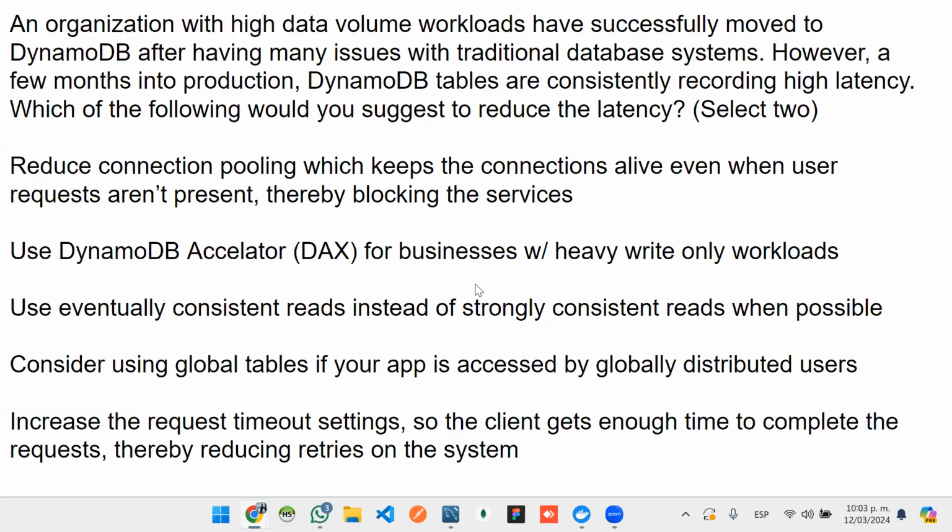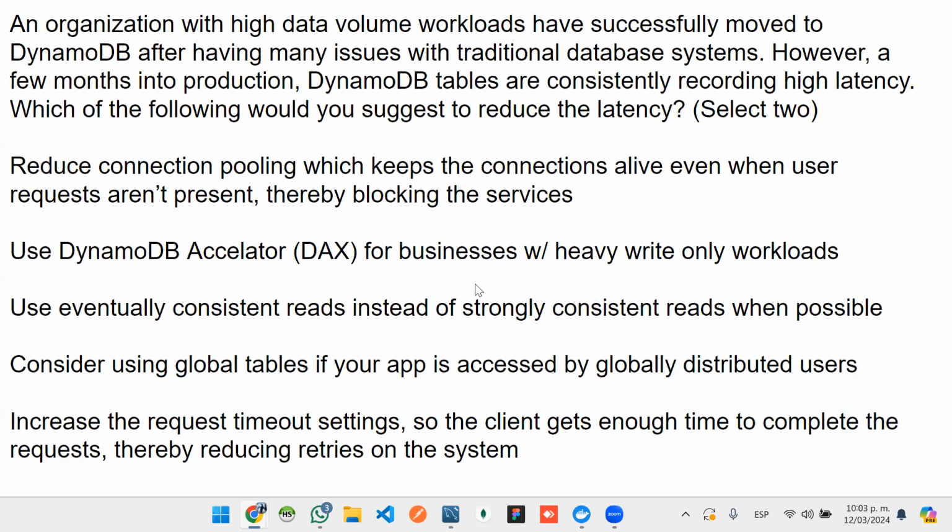An organization with high data volume workloads has successfully moved to DynamoDB after having many issues with traditional database systems. However, a few months into production, DynamoDB tables are consistently recording high latency. Which of the following would you suggest to reduce latency?